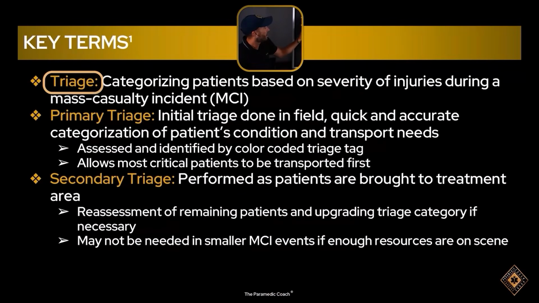So, triage, primary triage and secondary triage. Here we go. Triage is the act of categorizing patients at a mass casualty incident. So you always think about a train, a bus, a plane. This is good because they are all MCI events.